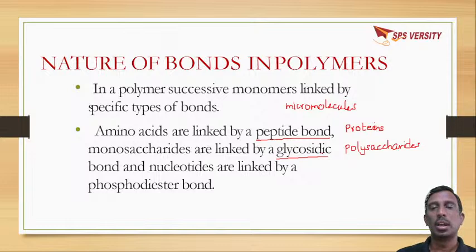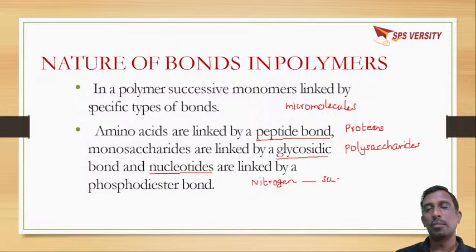And when you come to nucleotides, there are again three components. That is, in nucleotides, there is a nitrogen base, a pentose sugar, and a phosphate molecule. So it is a combination of three components: nitrogen, sugar, and phosphate.